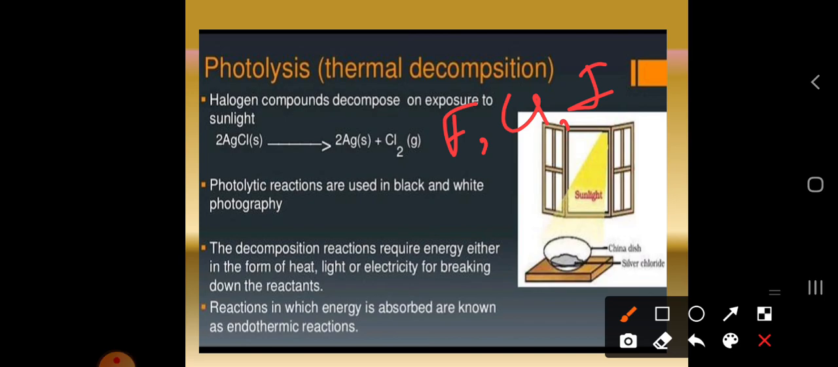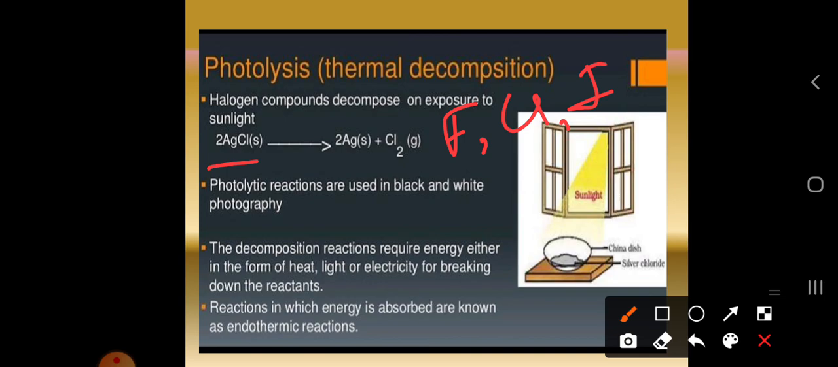So when the compound contains halogens like fluorine, chlorine and iodine, it is called a halogen compound. So which halogen do we have? Chlorine. So when it is AgCl, it is going to be thermal decomposition. So what is the source here? That is the sunlight. Okay, the sun gives us energy. It gives us light.